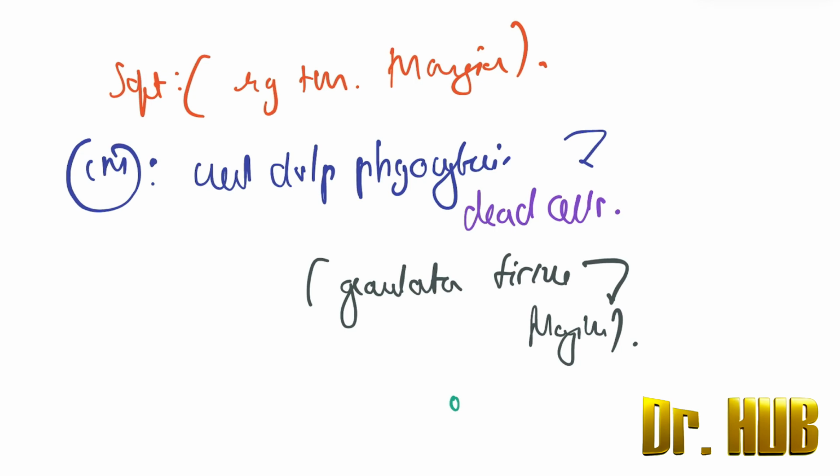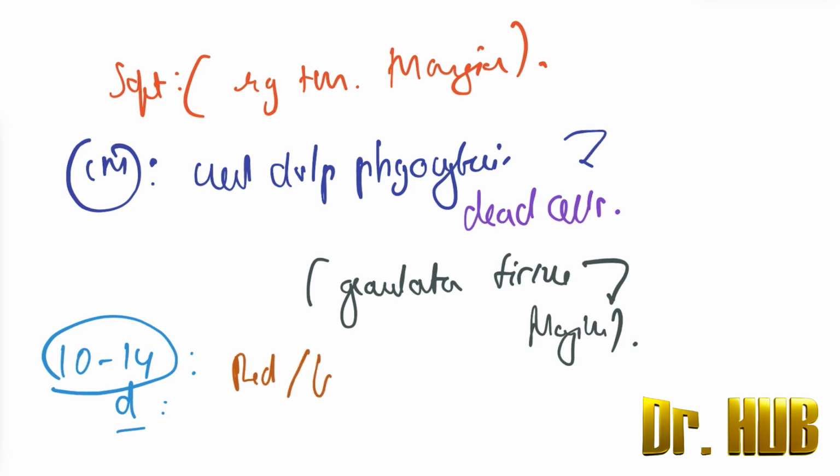Then we'll move on to 10 to 14 days, just before 2 weeks. There are red-grey depressed infarct borders.